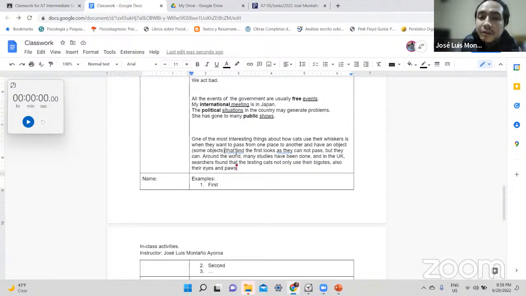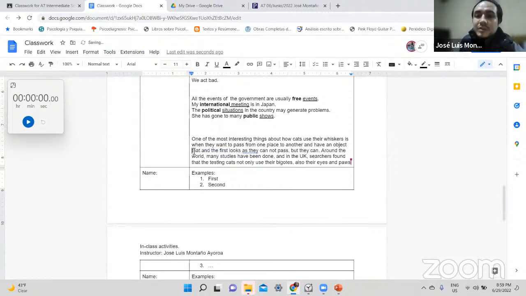Now, I don't get this idea, but let's suppose, because if not, we're not going to get that idea. But remember, an object or some objects. Then you say that. What do you mean by they have an object that? I don't know. I want to say that the first looks is like the cat can pass.